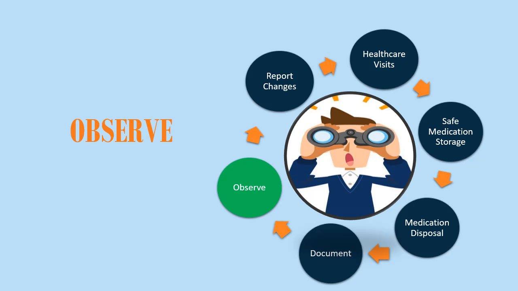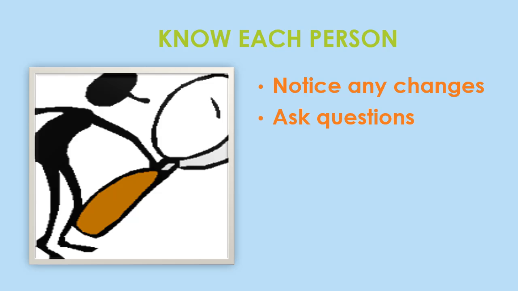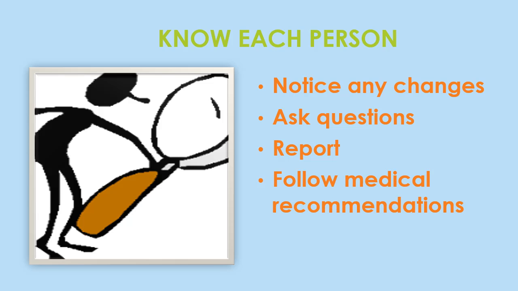Through observation, we can be observant to changes in the person's actions or behavior, which may help detect medical issues. It is important for you to know each person you support. By knowing each person well, you are more able to notice any changes in their actions, routines, appearance, and behavior. Explore any changes by asking the person questions or asking those who know the person best. Report any information related to change or what is discovered by asking questions to your supervisor or nurse. Lastly, always follow medical recommendations as outlined in the person's care plan.